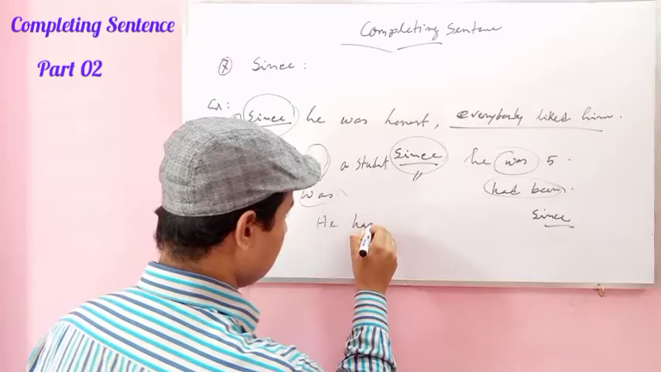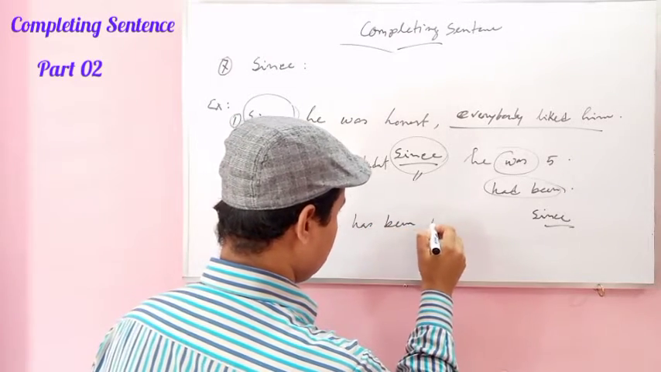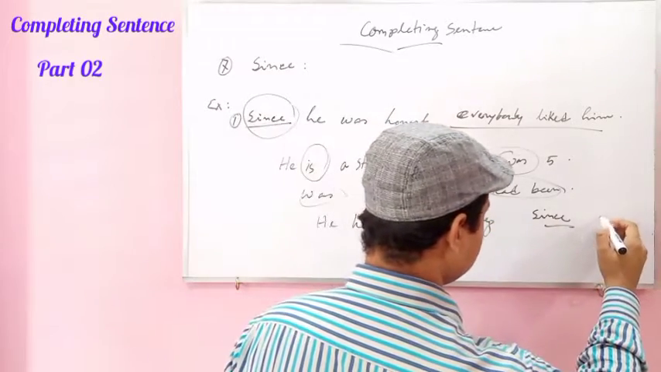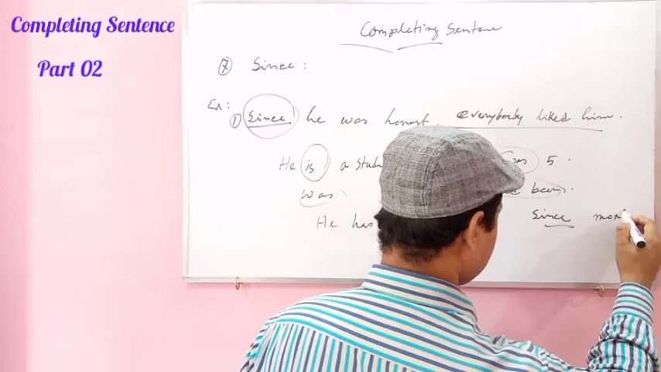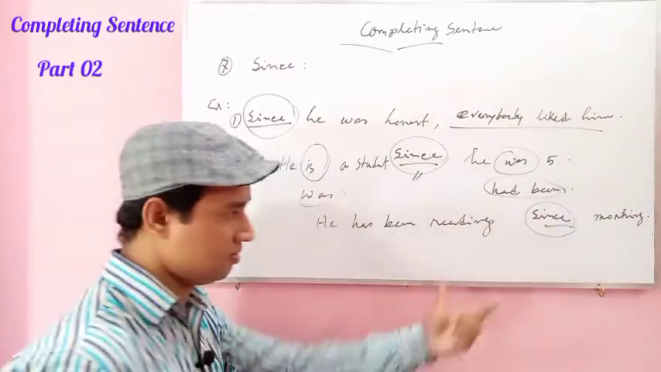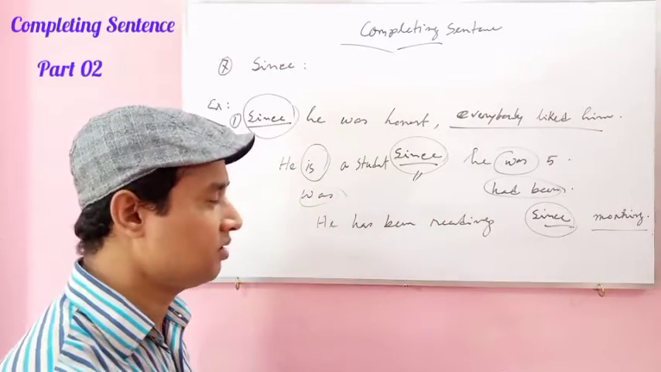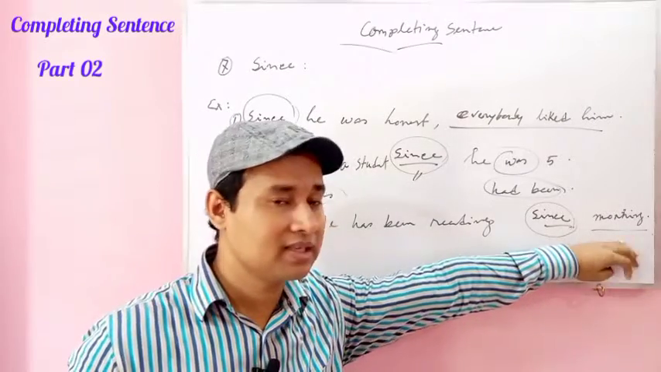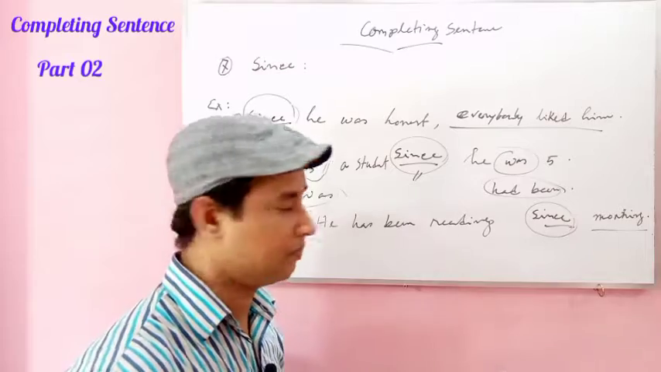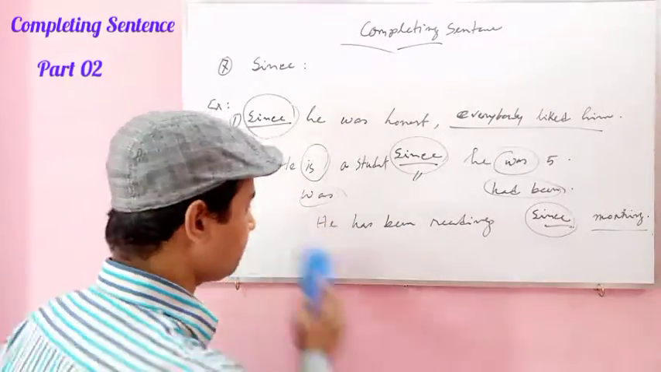He has been reading since morning. When you find since at the end of the sentence, there is a word related to fixed time, like morning, evening, etc. These are the 3 different ways of using since.